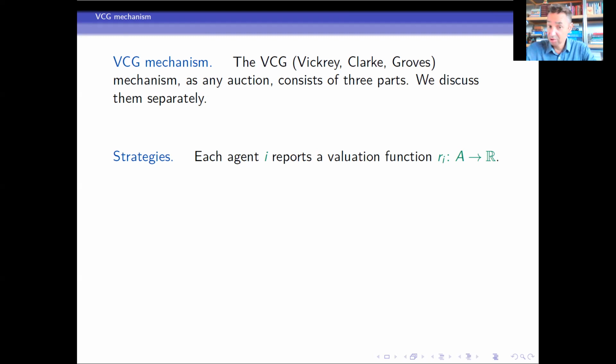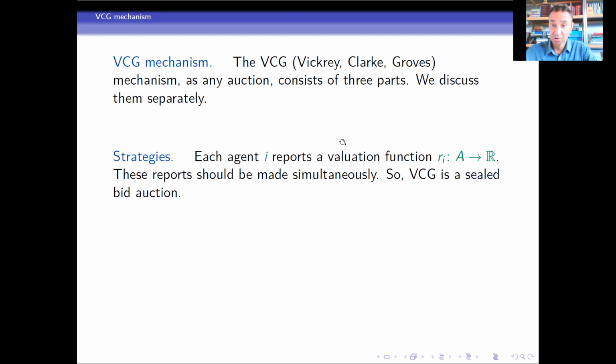He does not need to report the truth, of course. So v_i is one of the functions that you could possibly report, but nobody can prevent you from reporting falsely, because nobody knows what your valuation really is except you yourself. So there's nobody who can actually check whether you report the truth or not. But these reports are made simultaneously. So in that sense, this is a one-shot game.